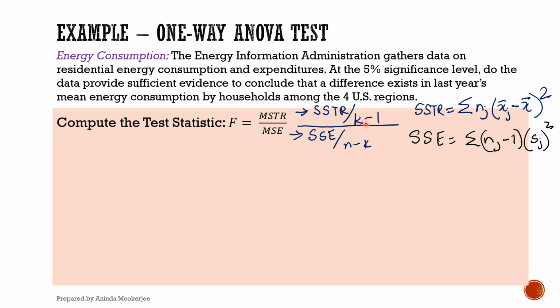What about K minus 1? K minus 1 is the DF for the numerator, right? So we divide SSTR by K minus 1. K represents the number of means we are comparing. So what is K? Number of means, and therefore the number of populations. All right, or let's put it as number of population means we are comparing. Number of population means being compared.